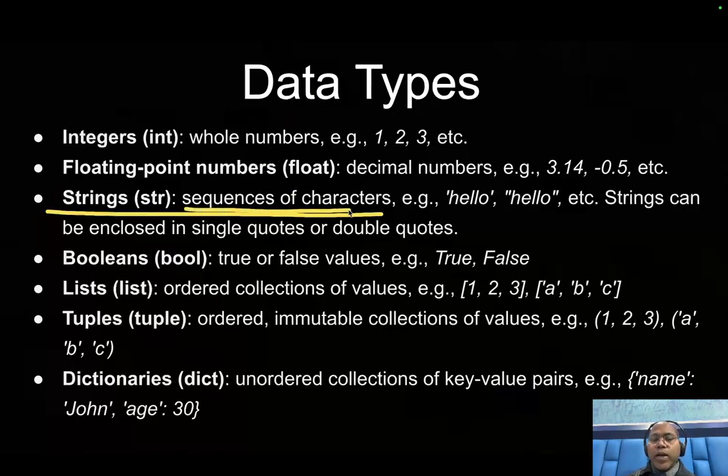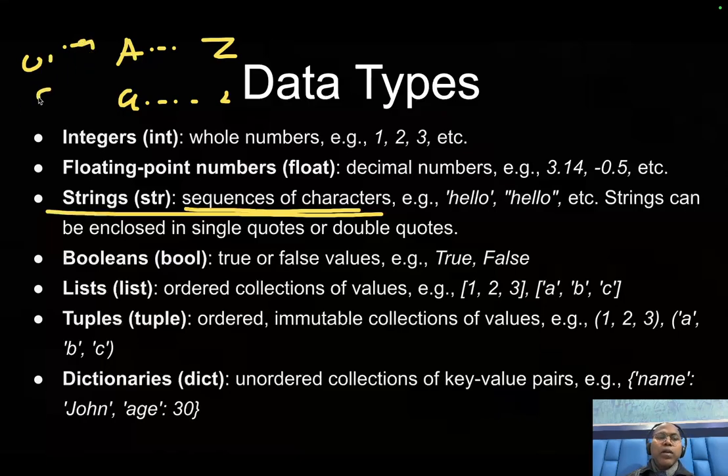A string is a sequence of characters, maybe alphabet characters, capital letters to small letters, or numbers 0, 1, 2 to 9, or any symbol like a dollar symbol, hash symbol, less than, greater than, pi, an operator, all the printable symbols. If you write them inside single quotes or double quotes, it is considered a string.